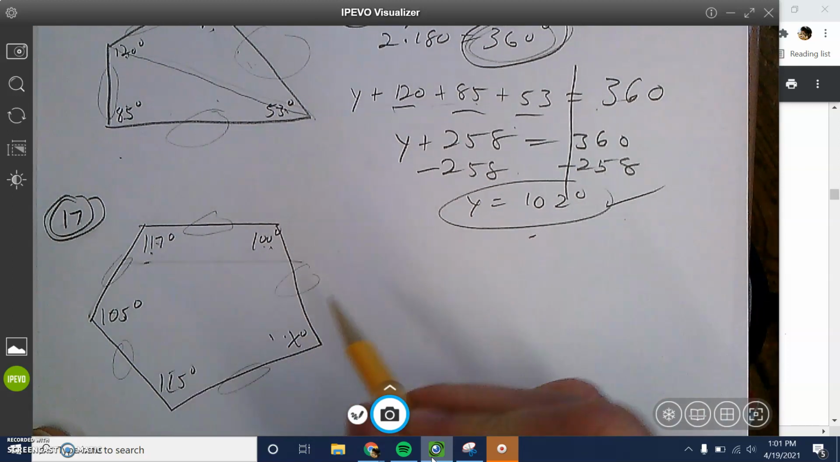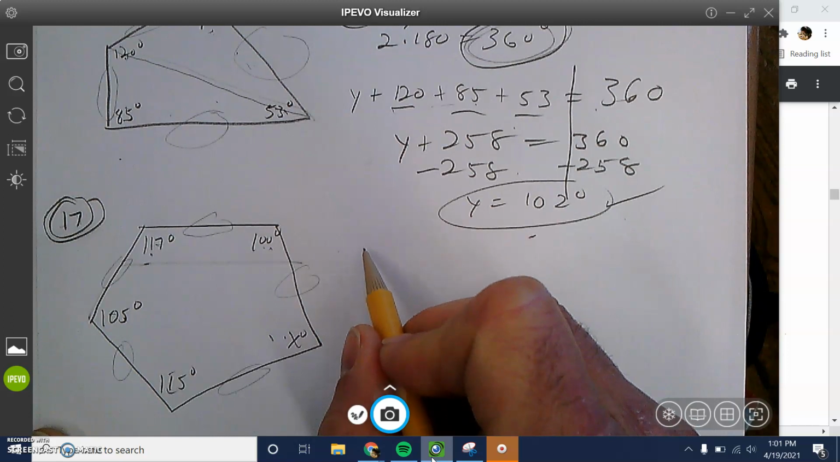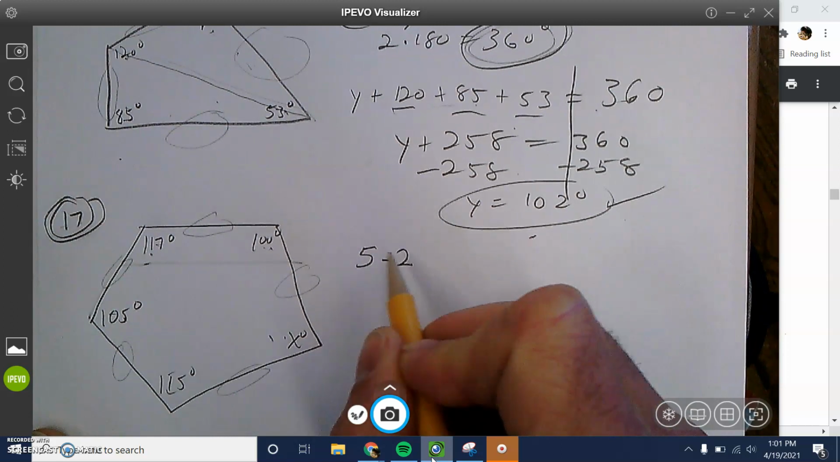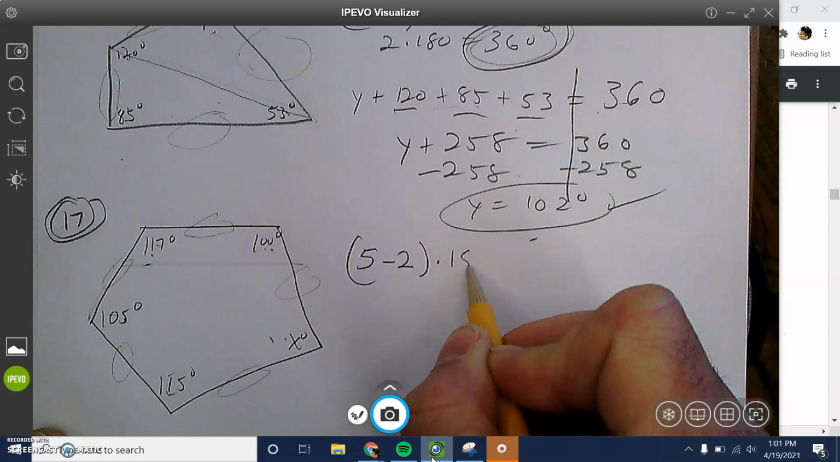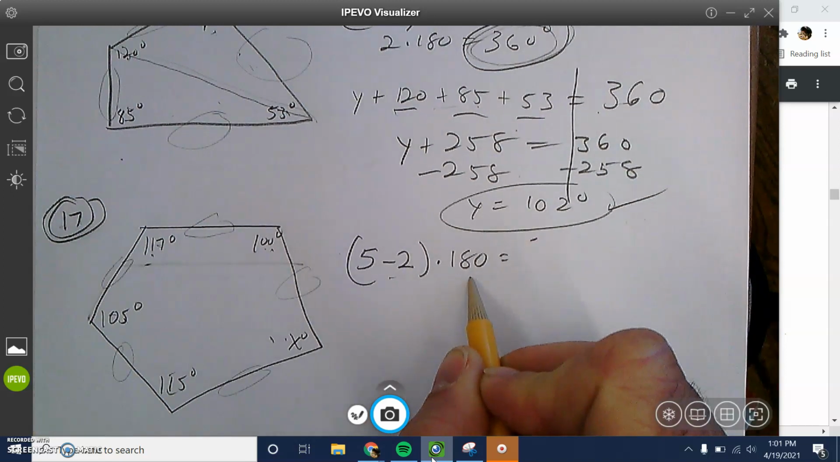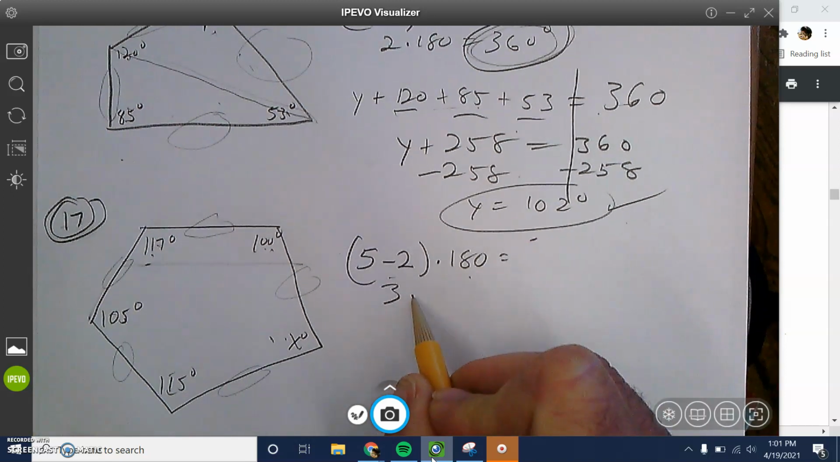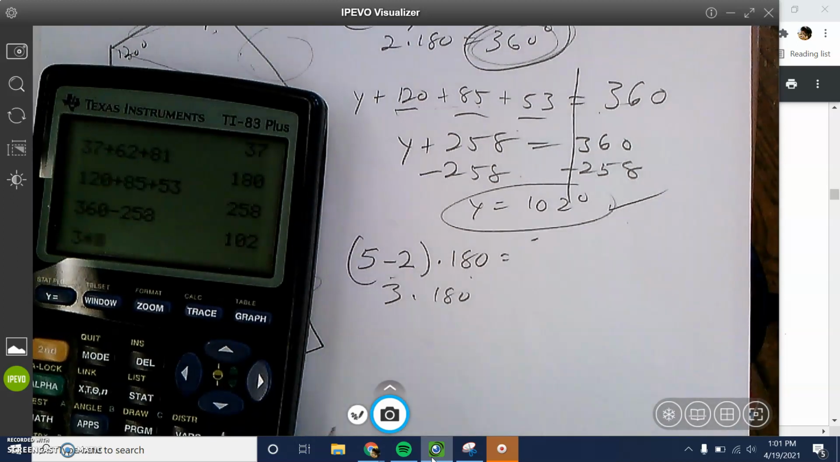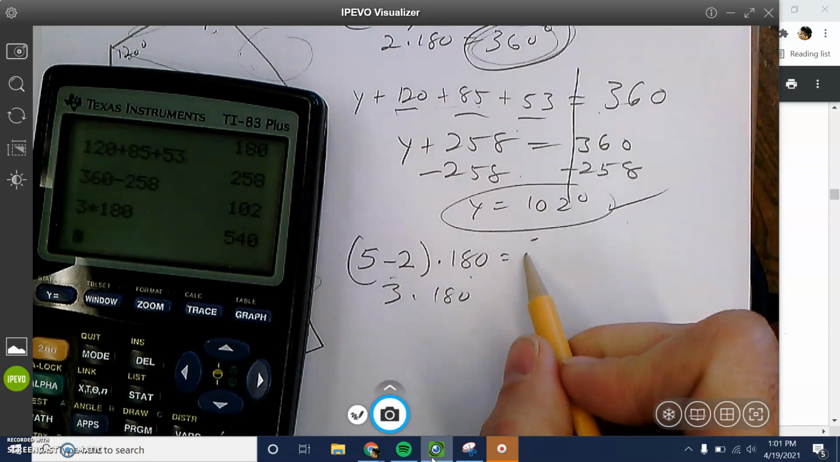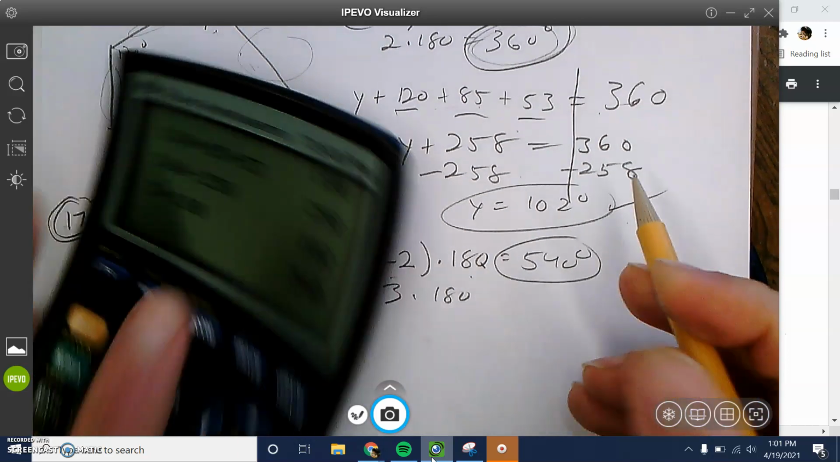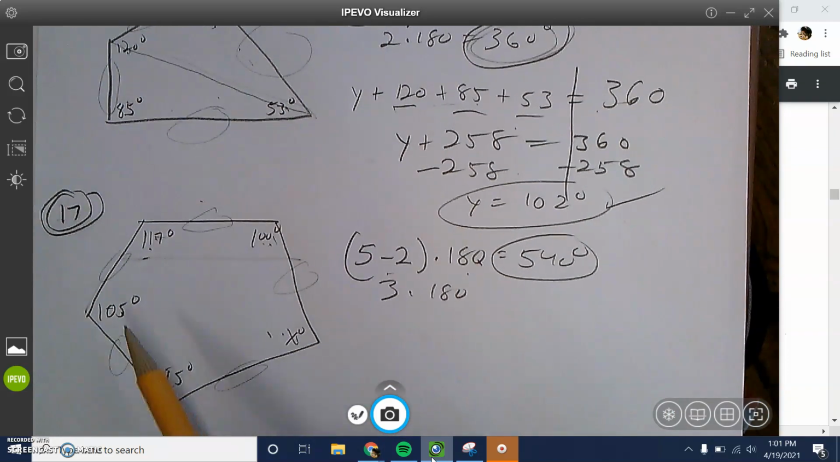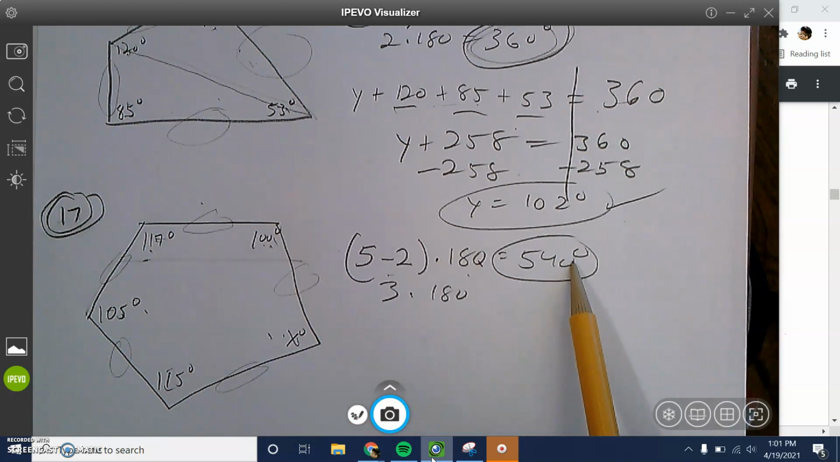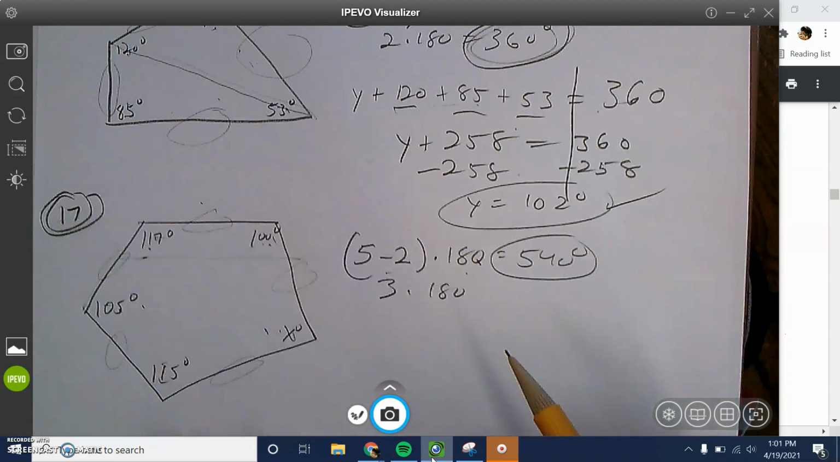So all 5 angles add up to what? Let's see. So the 5 sides minus 2 times 180. This is the interior angles. So that's going to be 3 times 180. So 3 times 180 is 540. So all these angles, all add up to 540 degrees. Okay, so that's a pentagon.